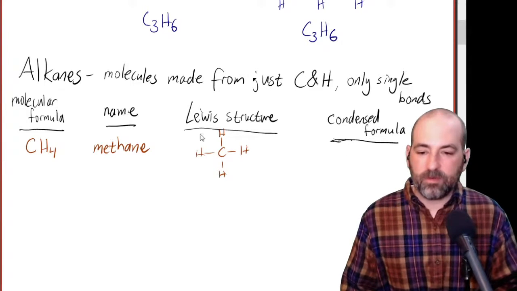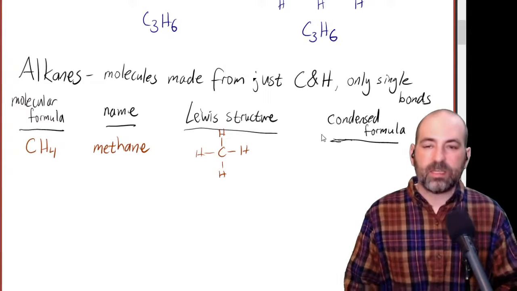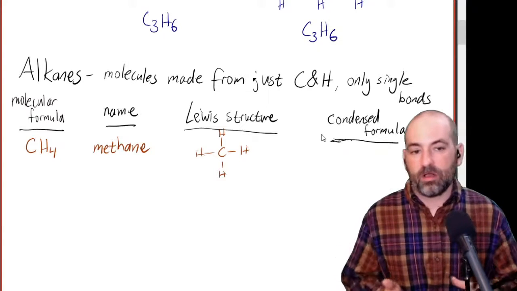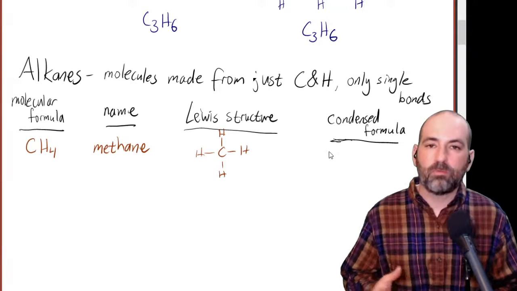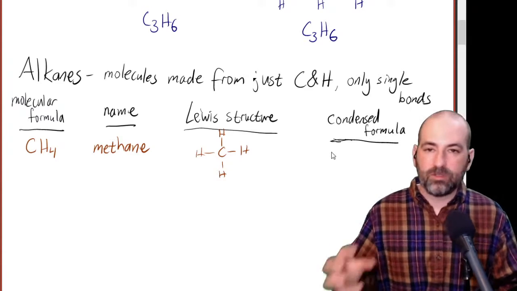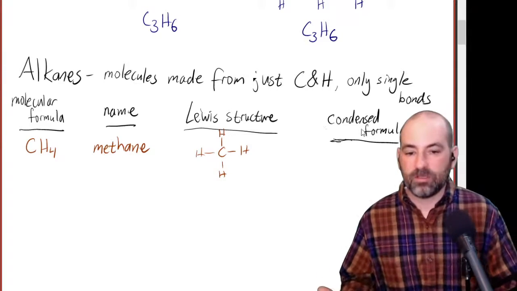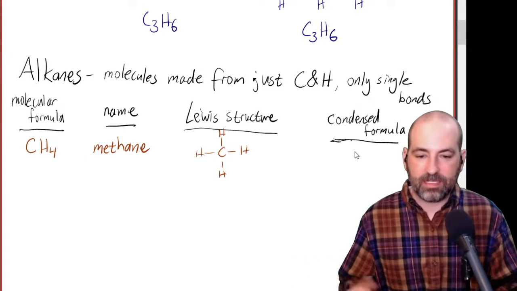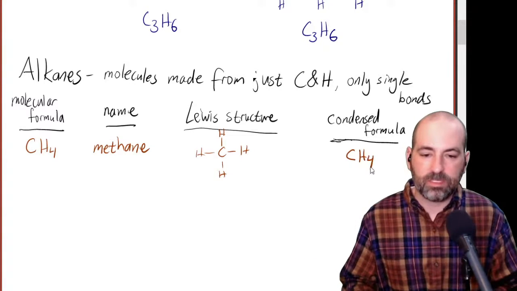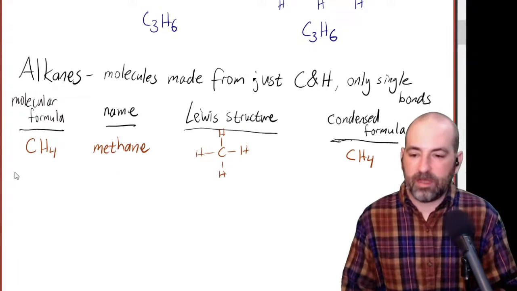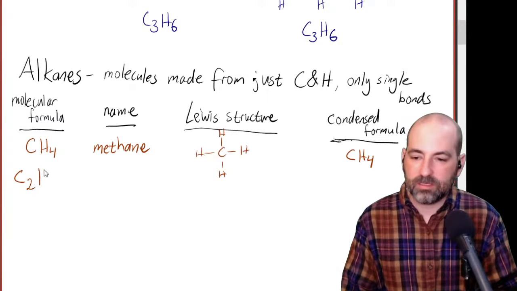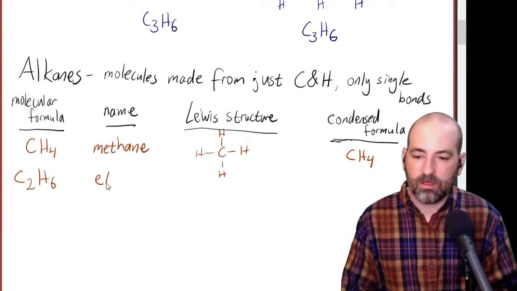And then a condensed formula, what we mean by condensed is often to make smaller. So when we condense the formula, we put the hydrogens onto the atom that they are connected to, which for methane is the exact same as the molecular formula. So it ends up with CH4. You'll see how this is a little bit different when we get into ethane next. So let's do that one. Ethane is C2H6.